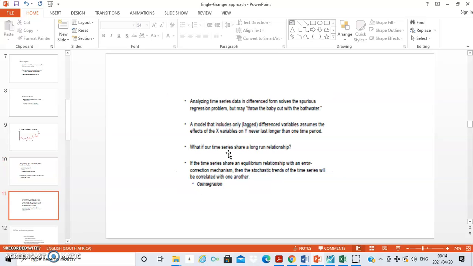So when you difference the series, you solve the problem of spurious regression, in other words, the nonsensical problem. But then another problem is created, because sometimes when you difference the variables, you throw away some important information, okay?